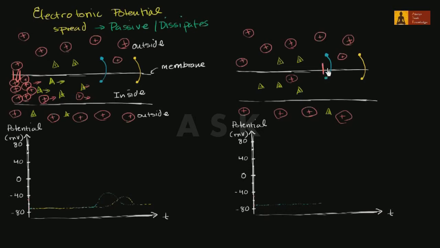Now let's play out this scenario again, but let's also throw in some voltage-gated ion channels right over here. So let's say this right over here that I'm drawing is a voltage-gated sodium channel. And this one right over here is a sodium channel.